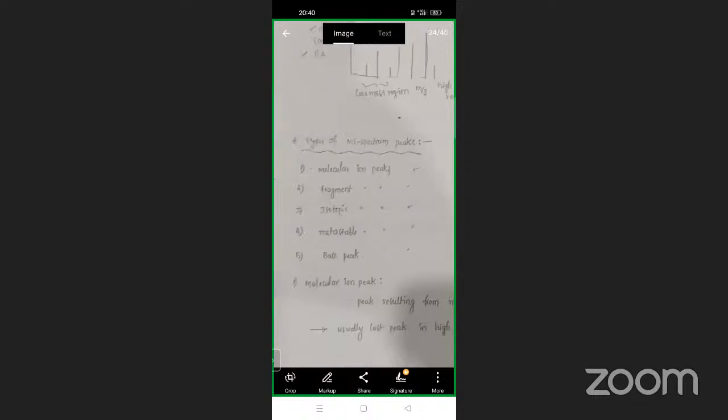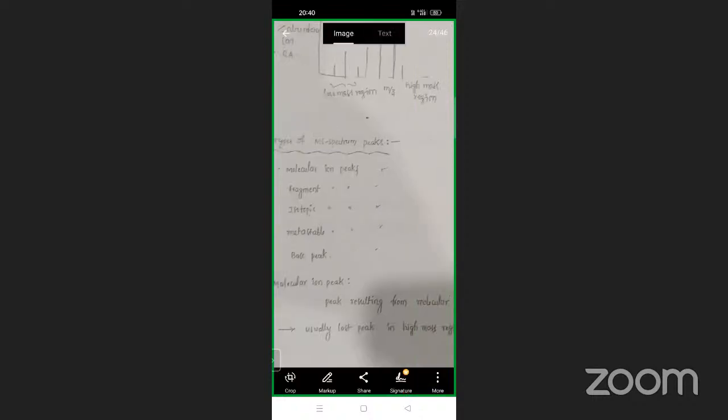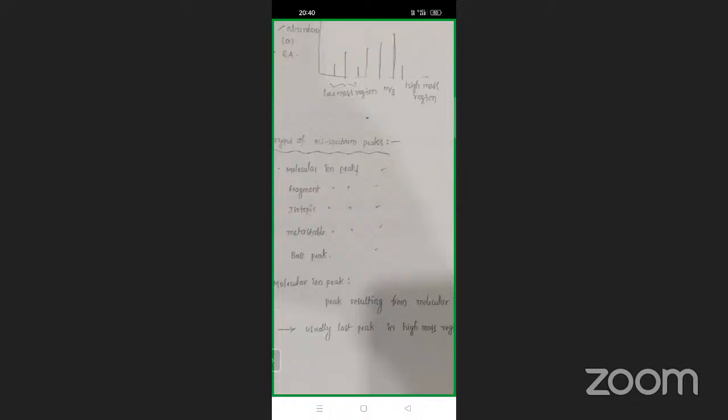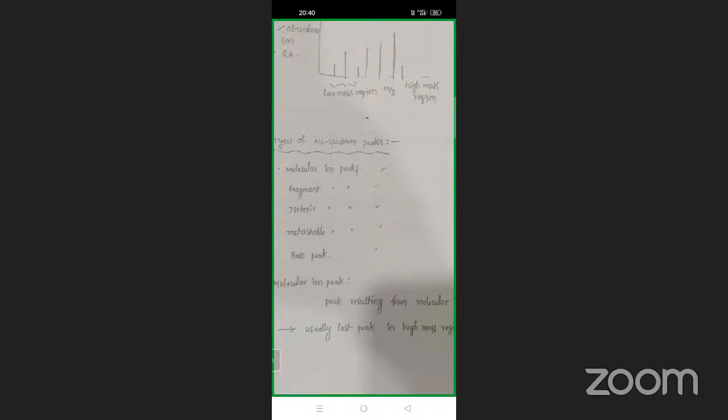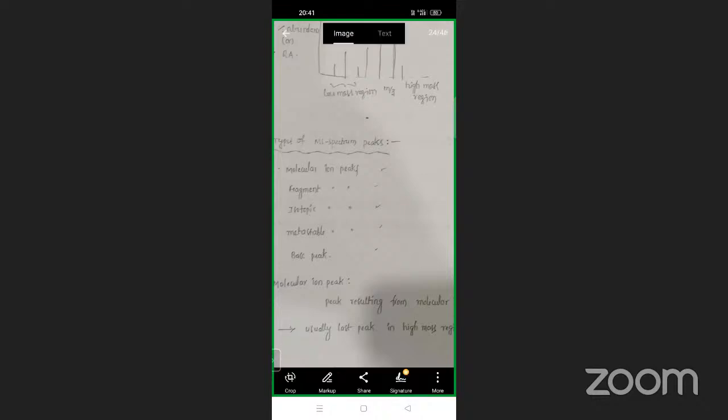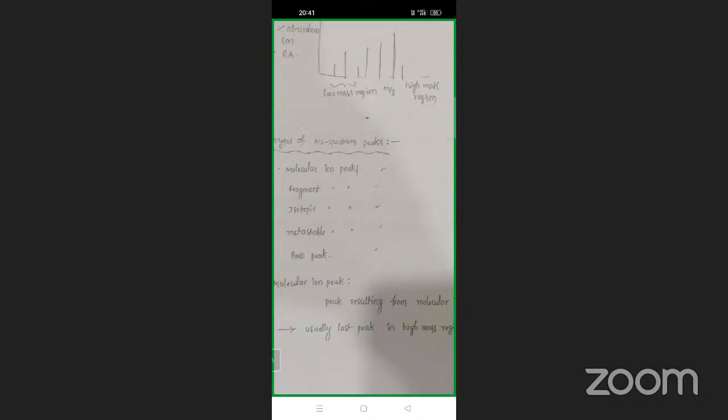So we will observe a variety of peaks in the mass spectrum: the molecular ion peak, fragment ion peak, isotopic peak, metastable peak, and base peak. These are some of the terminology we will have in the mass spectrum. So, the molecular ion peak, are you aware of the molecular ion peak?